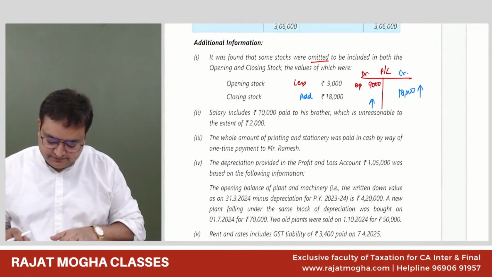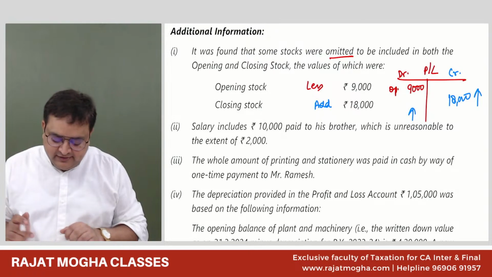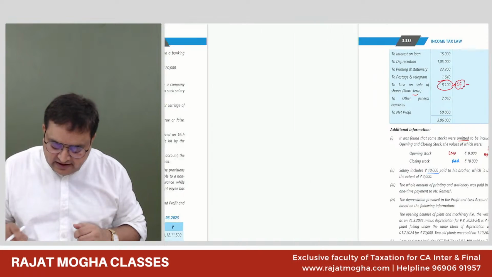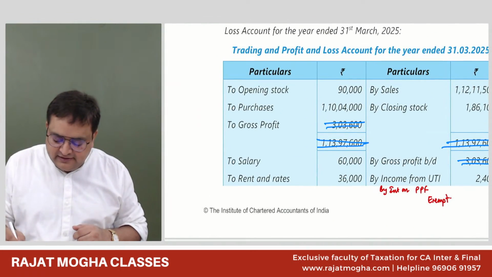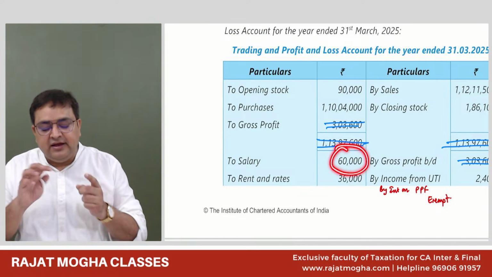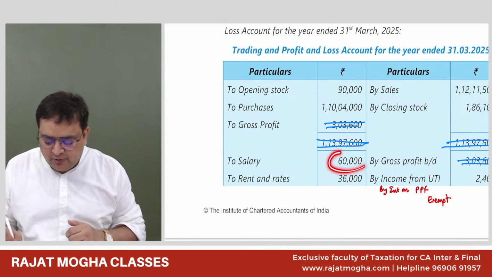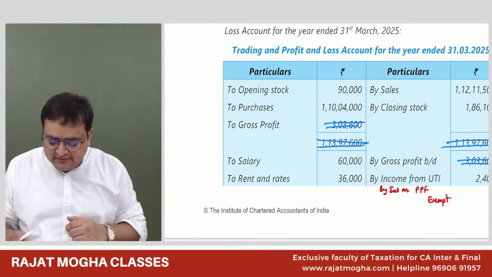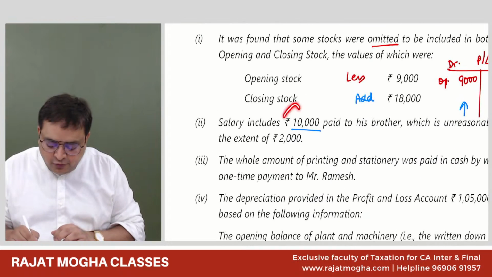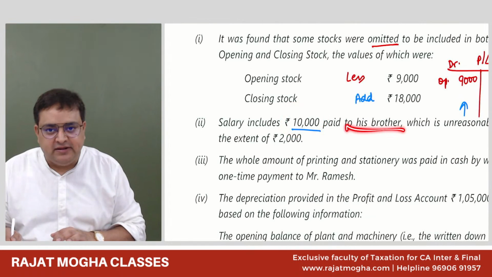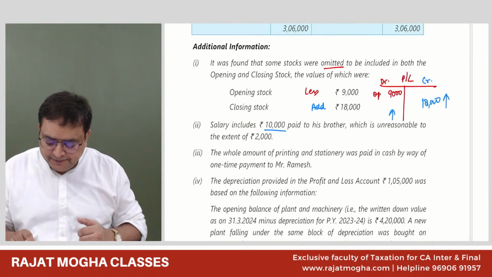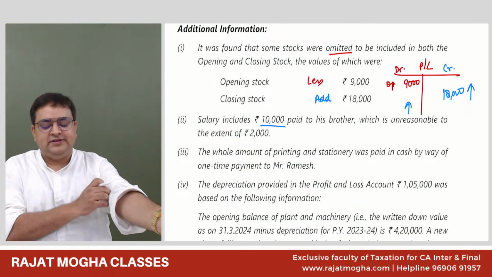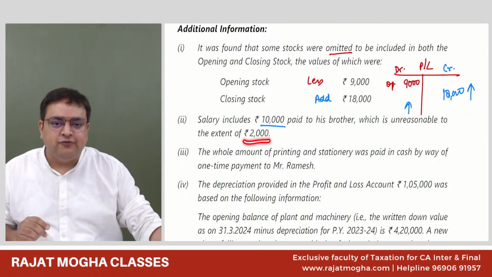Okay. Second point. Salary includes 10,000. Let us see how much was the salary. His salary is 60,000, and the information is only related to 10,000. So don't care about the other 50,000, that is okay. They are giving us information: salary includes 10,000 rupees paid to his brother, a related party, which is unreasonable to the extent of 2,000.